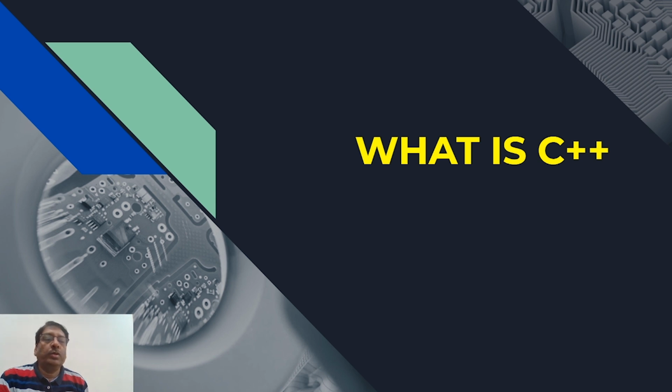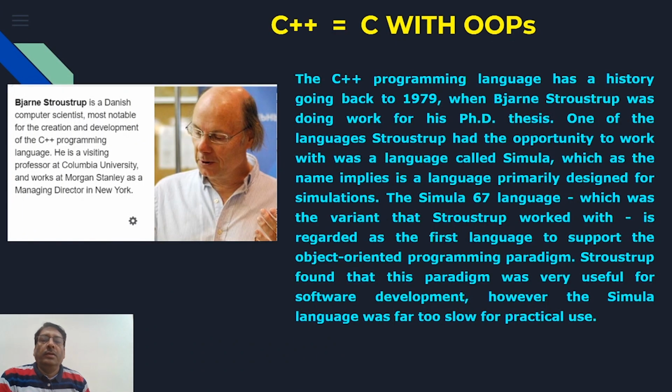So we can also say C++ is a language called C with the concept of object-oriented programming system. C plus the concept of OOPS, you can call it C++. So C++ equals, I can say, C with the concept of OOPS.